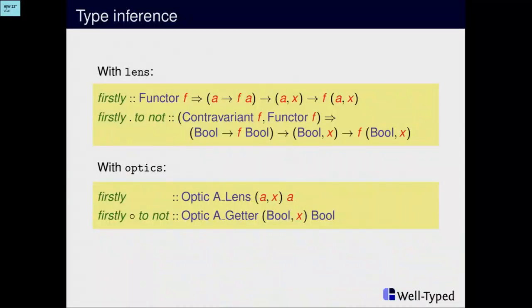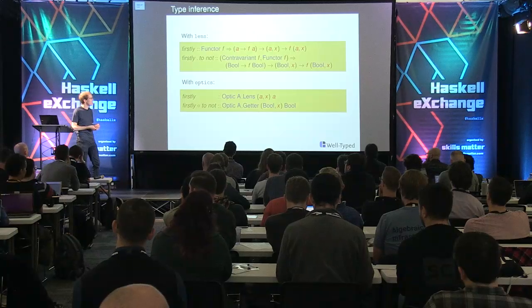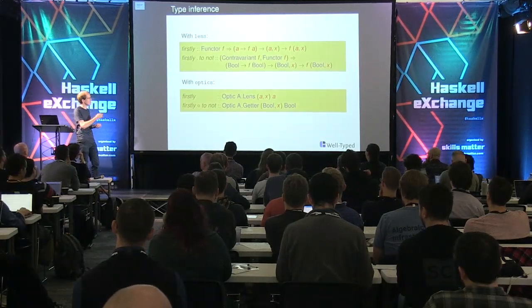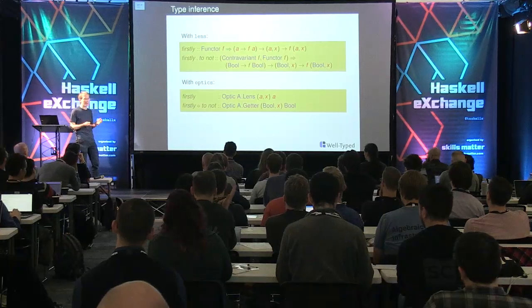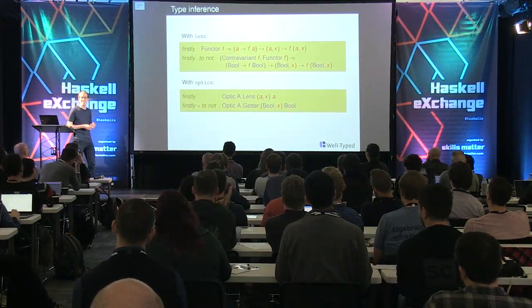So what does this mean for type inference? Where lens was giving us inferred types that mention all these representation details, now we're going to see rather more directly that rather than working with a functor f, fat arrow, and so on, we're working with optic A lens. It would be nicer if it said lens, but I hope this is close enough that it's comprehensible.